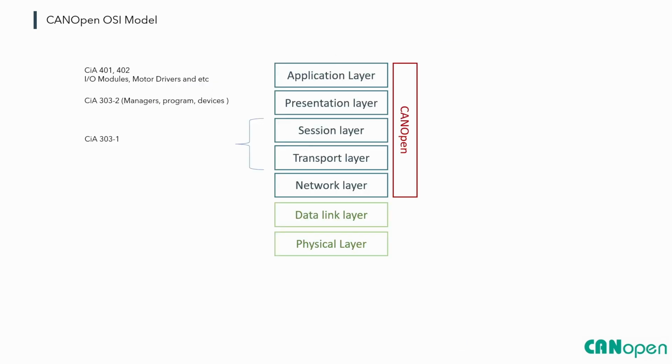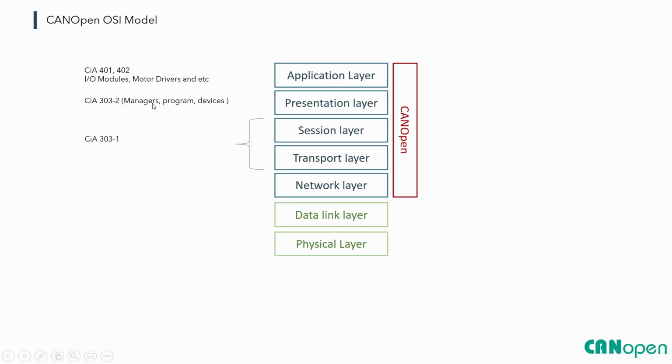In the CANopen OSI model, we have the data link and physical layers, which are not part of CANopen. Then we have the network layer, transport layer, session layer, presentation layer, and application layer. For these two parts, we have the standard, so you can check CiA 303, if I'm not wrong, or 302, which provides the information regarding these two layers.